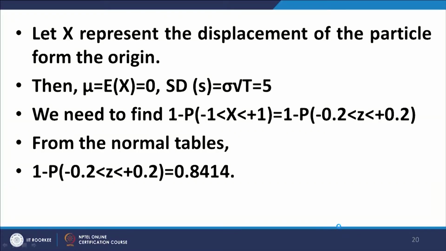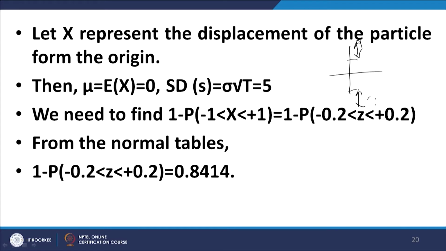The problem is relatively straightforward. Mu is 0, standard deviation is sigma root t. Sigma is given as 1 because it is standard Brownian motion. So, sigma is 1, t is equal to 25. So, standard deviation is 5, mu is 0, and we want to find out 1 minus, we want to find out the probability that the particle is either in this region or in this region.